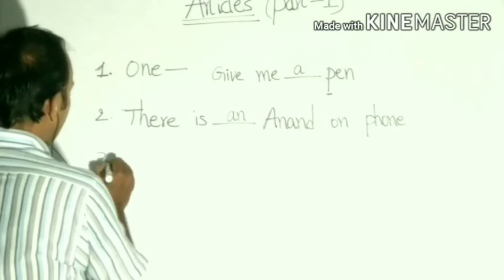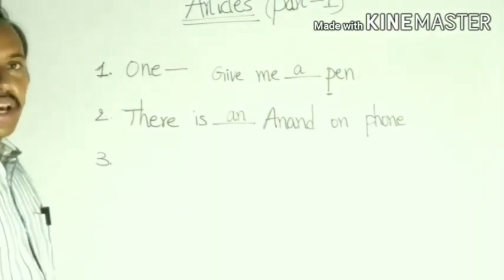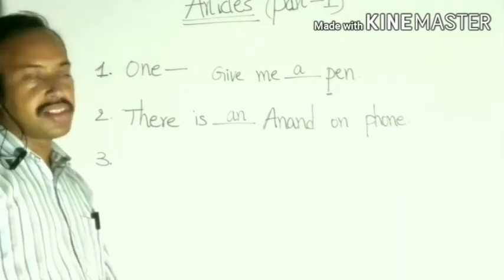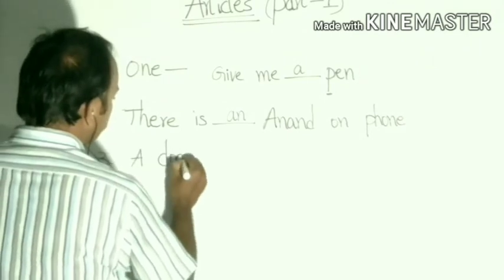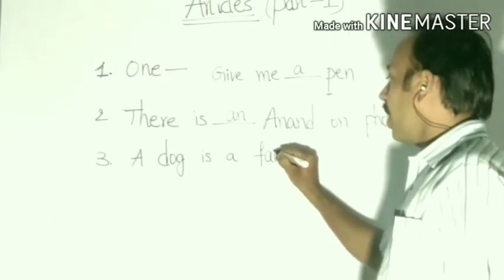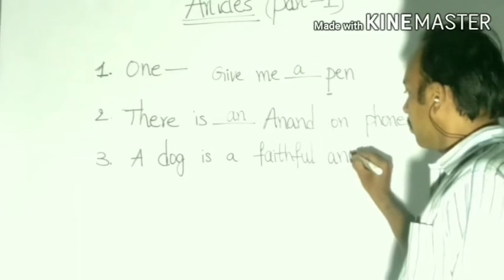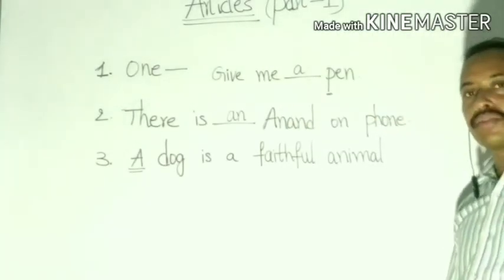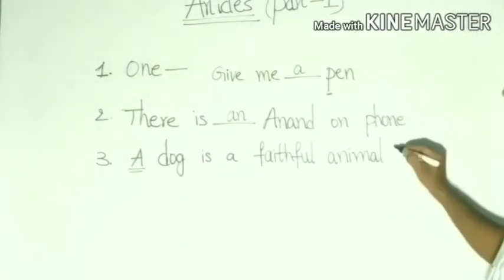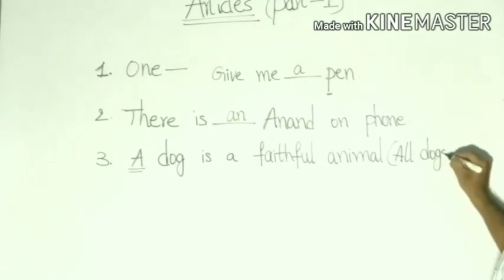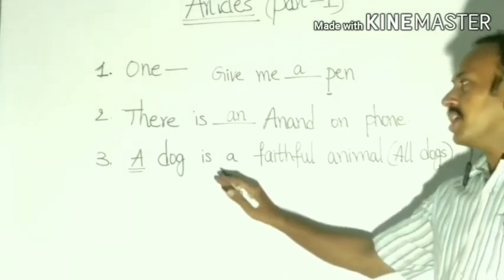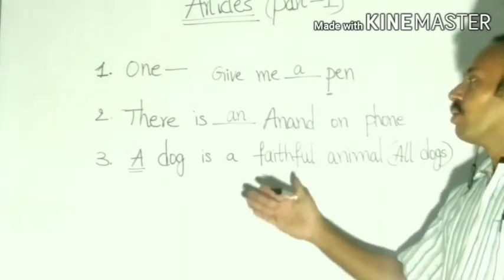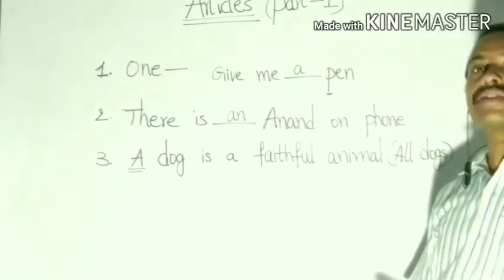Next one, a or an is used sometimes to refer to a group or a class or type of species or animals. For example, a dog is a faithful animal. You observe this sentence, I have used a here. What do you mean by a dog? A dog means all dogs. Instead of saying all dogs are faithful animals, I am saying a dog is a faithful animal. But the meaning is the same. So here a dog means all dogs. Okay. An owl is a nocturnal animal. An owl means all owls here.